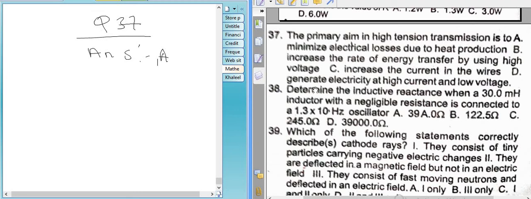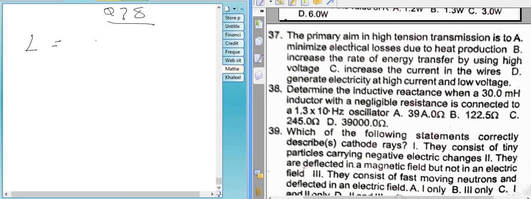Question 38. Determine the inductive reactance when a 30 mH inductor with a negligible resistance is connected to a 1.3 × 10^4 Hz oscillator. So now this is an AC circuit, a simple problem from AC circuits. Let us jot down our data.